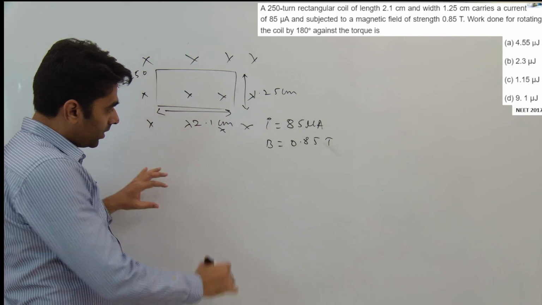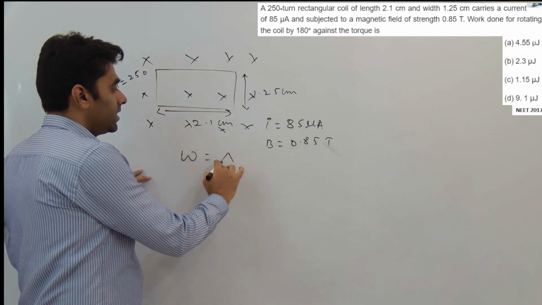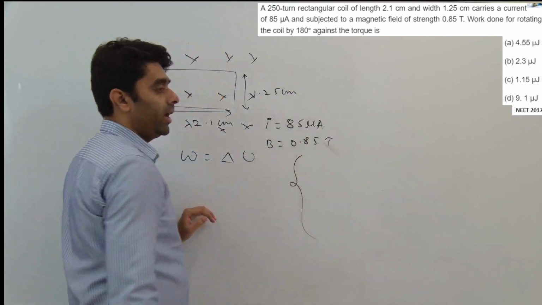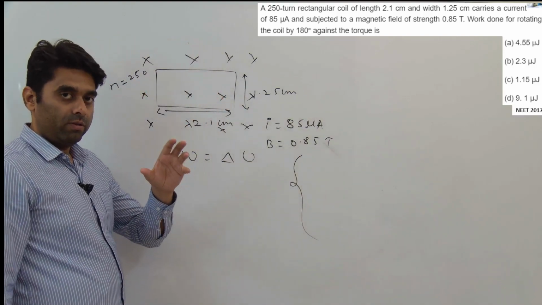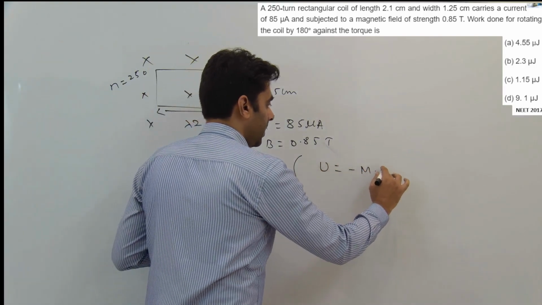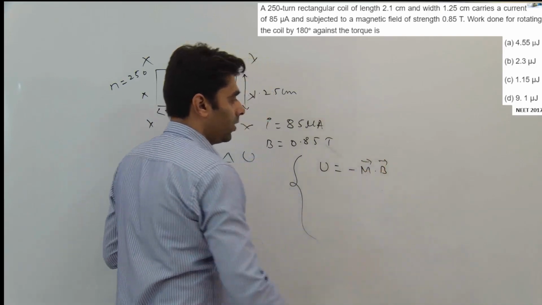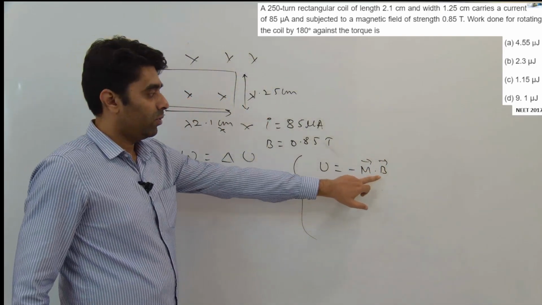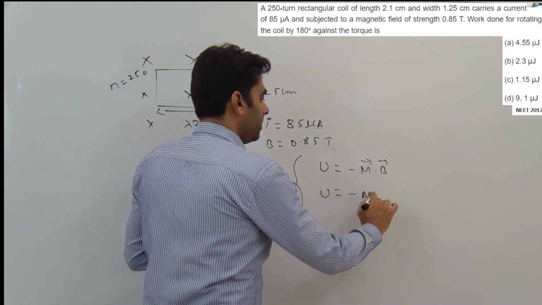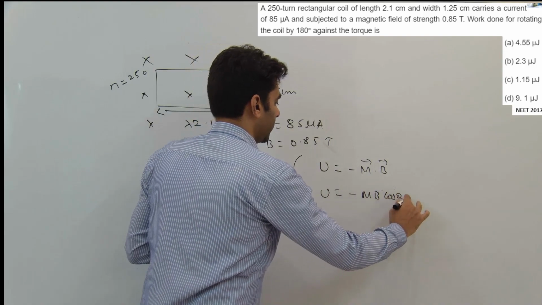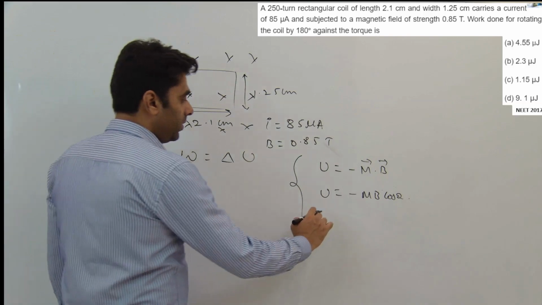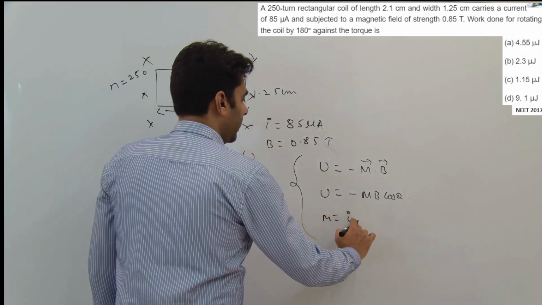How do we write work done? Work done is given as change in potential energy. What is the potential energy of a coil which is present in a magnetic field? Potential energy is given as minus m dot b. M is the magnetic dipole moment, B is the magnetic field. So U is minus mb cos theta, and m value is current into area.